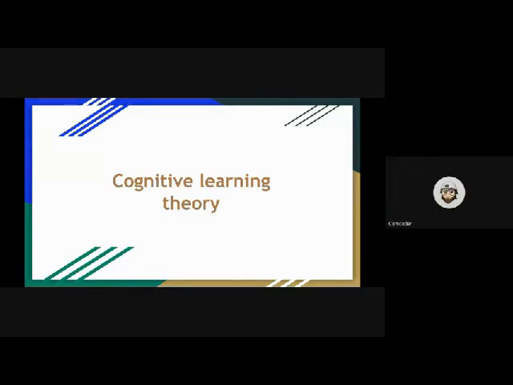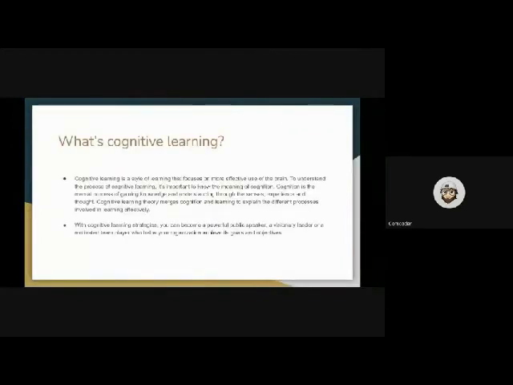This is cognitive learning theory. I will tell about this. So, what is cognitive learning? Cognitive learning is the style of learning that focuses on more effective use of the brain. To understand the process of cognitive learning, it's important to know the meaning of cognition. Cognition is a mental process of gaining knowledge and understanding through the senses, experience, and thought.